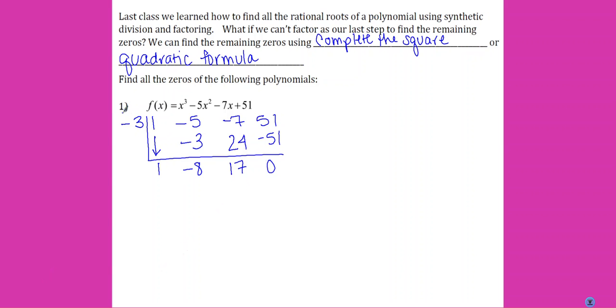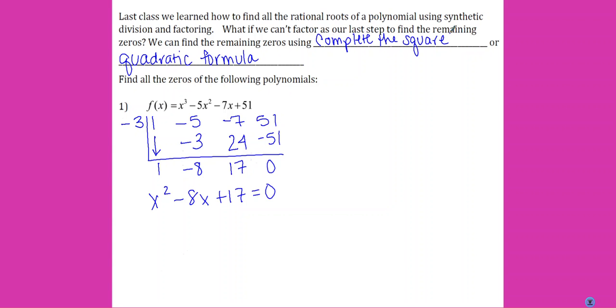Since we know from the graph that -3 is a 0, if we had gotten anything other than 0 as our remainder, we should have gone back and checked our synthetic division. So now I'm going to write my new polynomial. I'd have x squared minus 8x plus 17 equals 0.